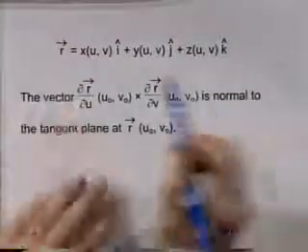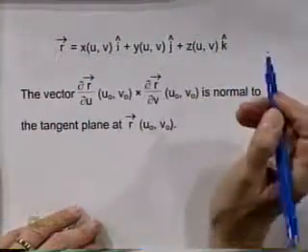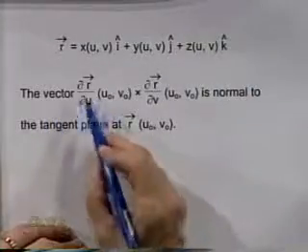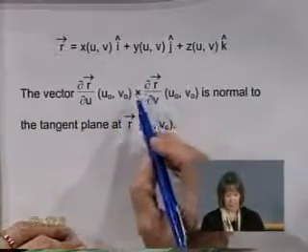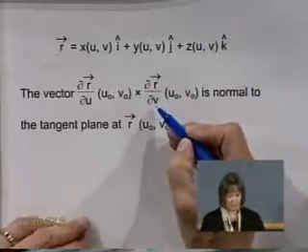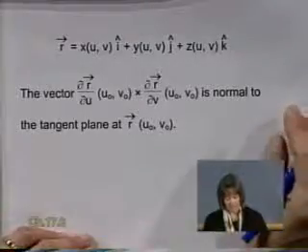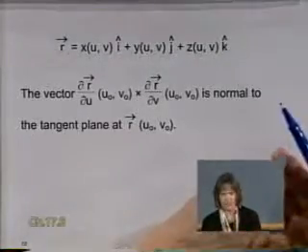So if r is written as x in terms of u and v times i, plus y in terms of u and v times j, plus z in terms of u and v times k, the vector partial of r with respect to u, evaluated at u naught v naught, crossed with the partial of r with respect to v, evaluated at u naught v naught, is normal to the tangent plane at r of u naught v naught. It sounds like a lot, but it's not.